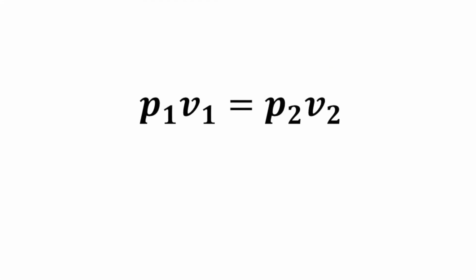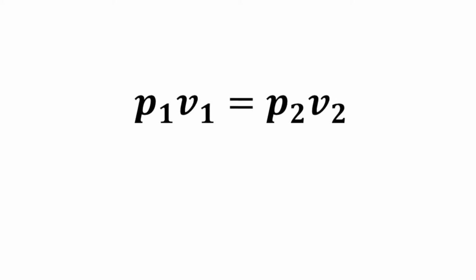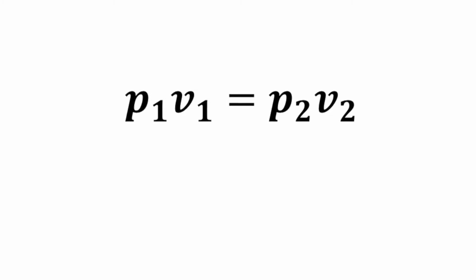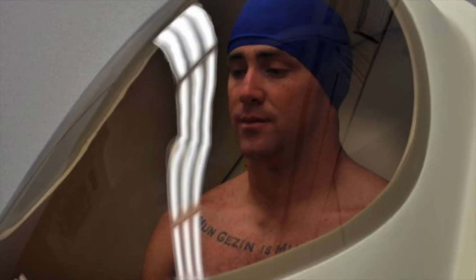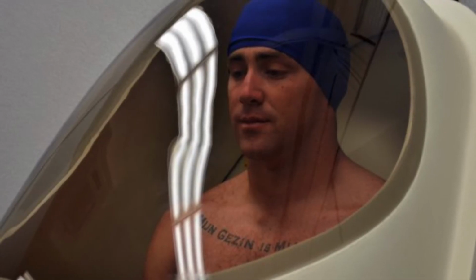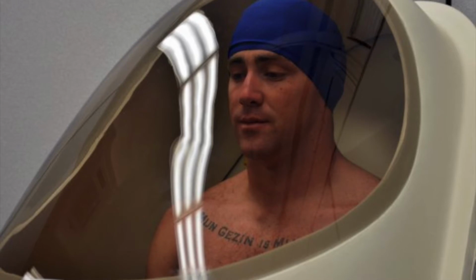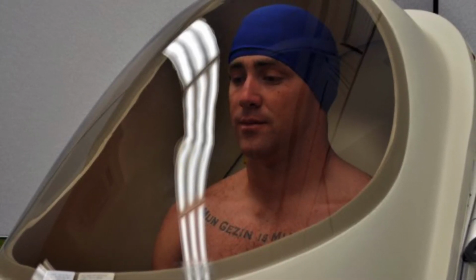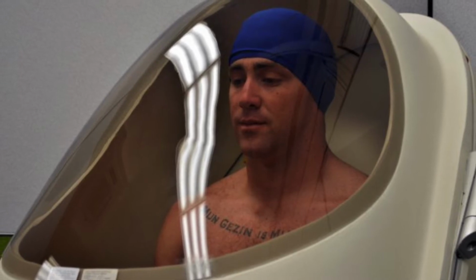This law states that the initial pressure multiplied by the initial volume is equal to the final pressure multiplied by the final volume. This means that if volume increases, pressure will decrease, and if volume decreases, pressure will increase. Subtracting the final volume, or volume with the person in the chamber, from the initial volume of the empty chamber, the volume of air displaced can be found, and with this, the individual's body volume.